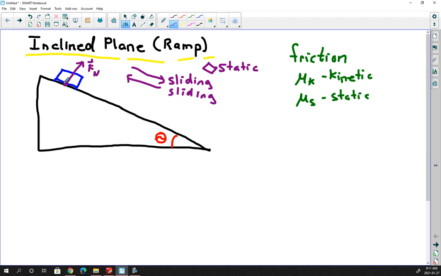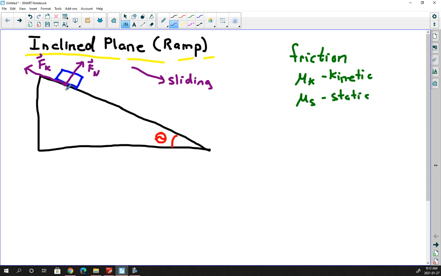Next, let's assume that in this situation, the object is sliding downward. So since that's the situation, it's sliding, it's moving, there's going to be a frictional force. Now since it's moving, it's a force of kinetic friction, and kinetic friction always works against the motion. So it's going to be up the ramp.